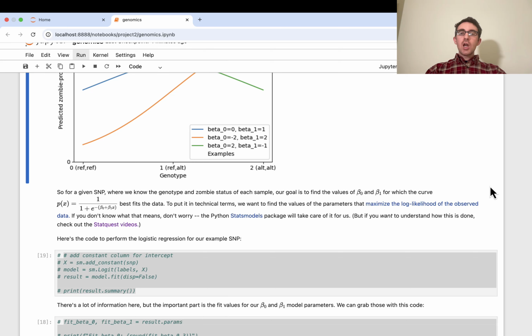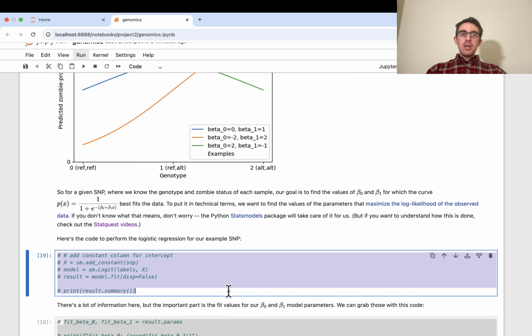The way this is done behind the scenes is with something called a maximum likelihood method. If you want to learn more about how that works, there's again a very good StatQuest video on it. But for now, we don't have to worry too much about how the fitting is actually done, because the statsmodels package in Python will basically take care of that for us.